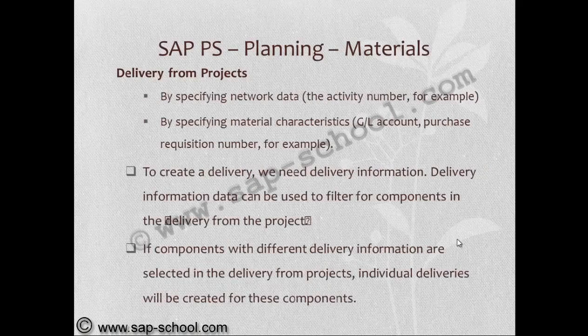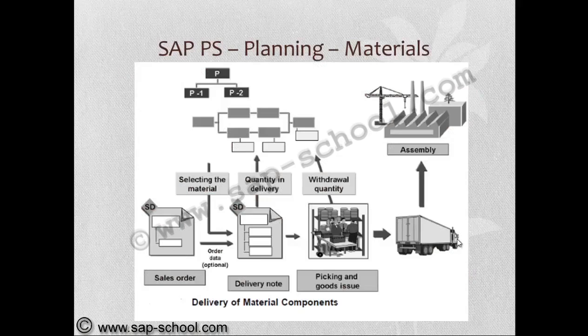By specifying the network data, that means the activity number. By specifying material characteristics, GL account, purchase requisition number. To create a delivery, we need delivery information. Delivery information data can be used to filter for components in the delivery from the project. If components with different delivery information are selected in the delivery from the projects, individual deliveries will be created for these components. So delivery of material components is from the sales order or a delivery note.